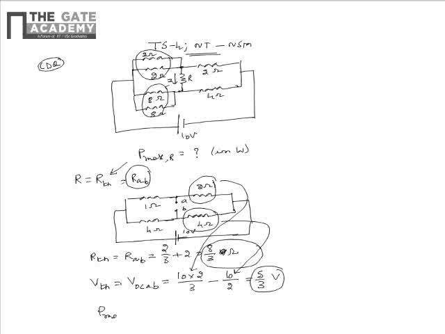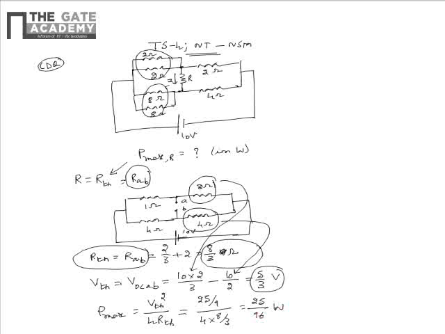So we know that for maximum power dissipation, R should be equal to RTH, which is equal to RAB in our case because the circuit contains only independent sources. And the corresponding maximum power dissipated can be given as VTH square divided by 4 RTH. Upon substitution, this becomes 25 by 9 divided by 4 into 8 by 3. This upon simplification becomes 25 by 96 watts.